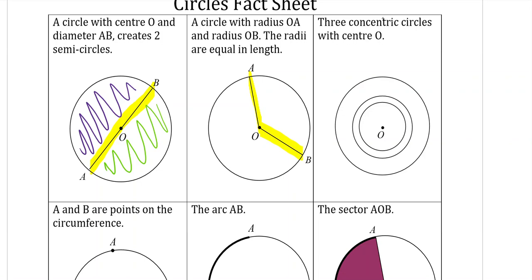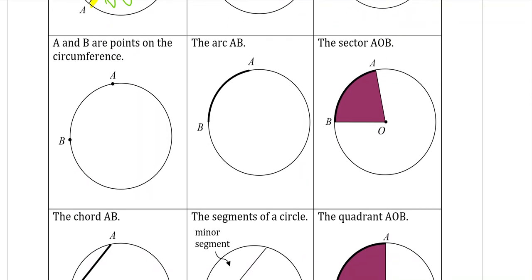3 concentric circles with the center O. Concentric means that the circles all have the same center, but they have a different radius. So you have all these different sized circles coming out of that same origin. A and B are points on the circumference. So the circumference is what we call the length of the line of the circle going around the outside. And these points, A and B, are points that are on that circumference, on that line.